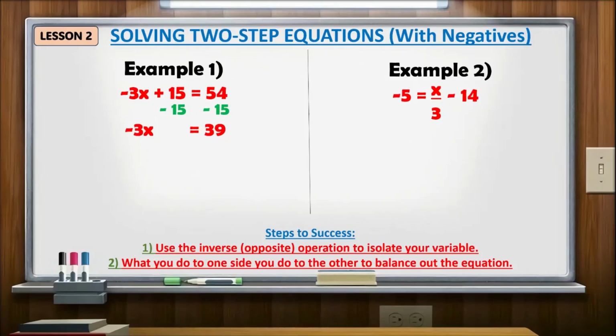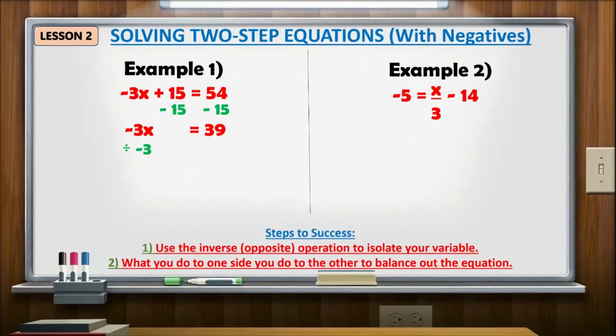Now what you see is my variable with an attachment. So I need to isolate my x from negative 3x. And how do I do this? Again, using the same steps to success, I will use the inverse operation. So negative 3x means x multiplied by negative 3. So the inverse of this would be to divide by negative 3.